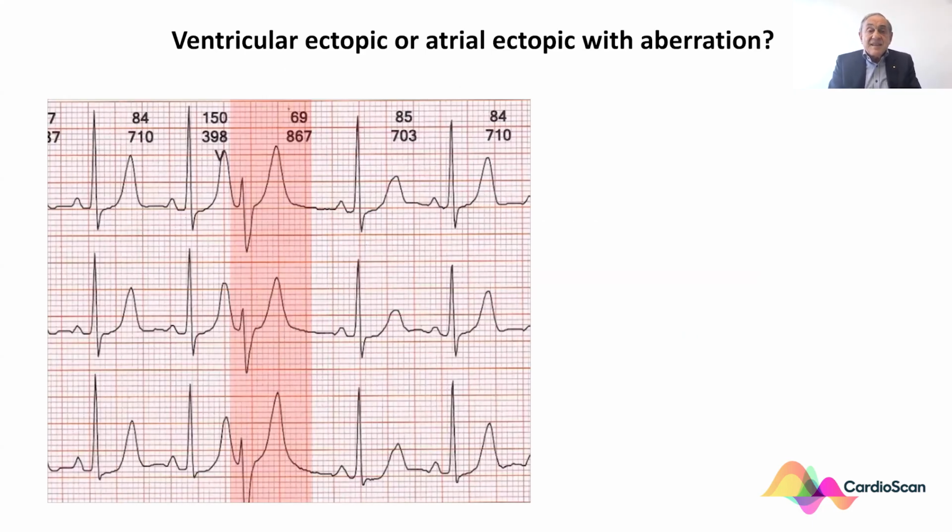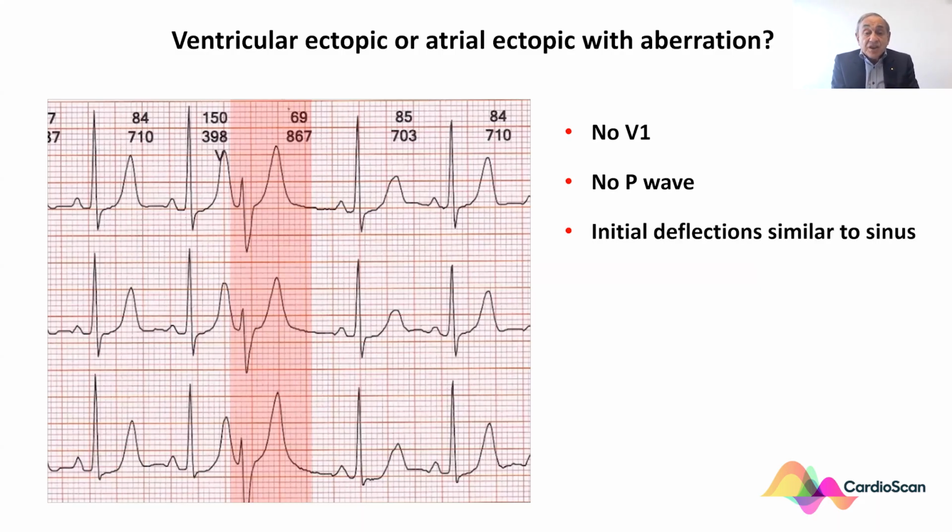Have a look at this ECG. Is it a ventricular ectopic or is it atrial ectopic with aberration? It most certainly looks like a ventricular ectopic, and most people would call it such. But there is no V1 in this example, so we can't be sure about a right bundle branch block. There is no P wave. The initial deflections, though, the initial R waves, are very similar, if not identical, to the sinus-generated QRS complexes, and this gives you a clue that this may be an atrial ectopic with aberration.